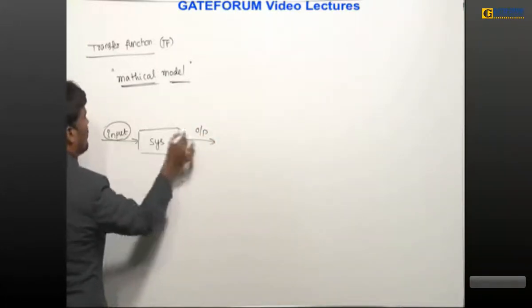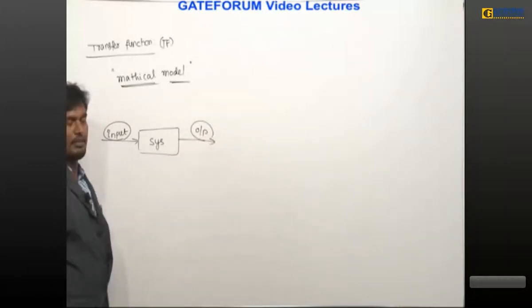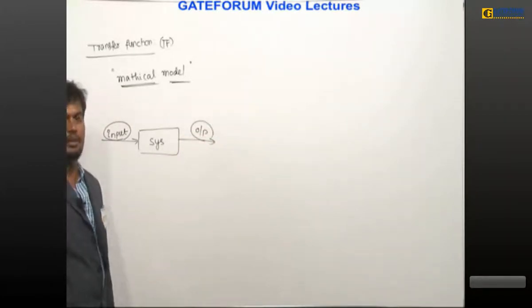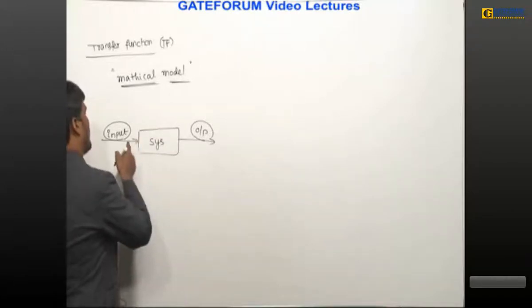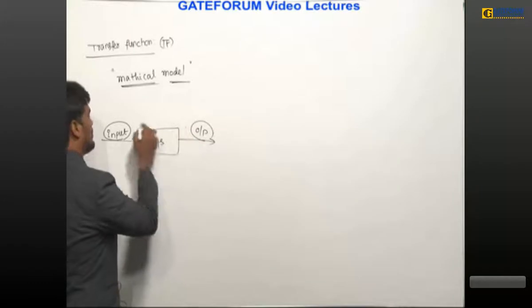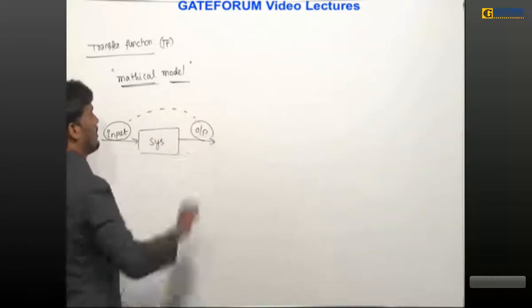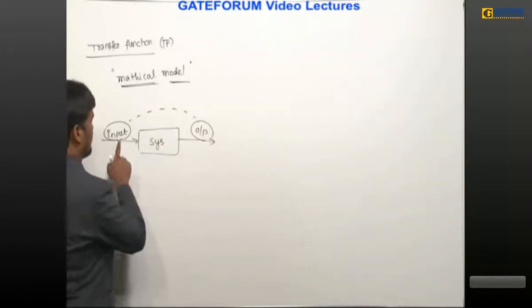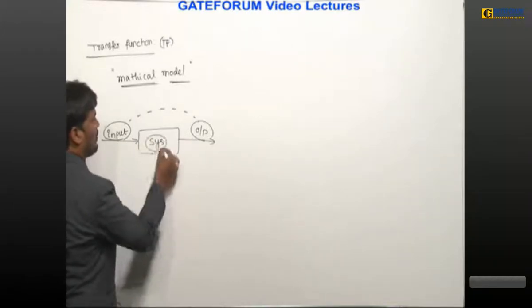Input is one form, output is another form. According to the law of conservation of energy, as I have explained before, energy can't be created or destroyed. It can be converted from one form to another form. That means input is one form, output is another form, with the help of a system.